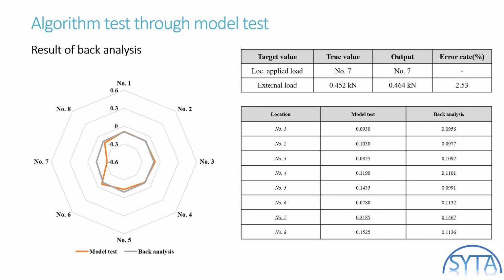Algorithm performance results are shown in this figure and table. In the model test, an external load of 0.452 kN was applied to the 7th hydraulic pressure, and an external load of 0.464 kN was applied to the 7th hydraulic pressure in the algorithm result. The location was accurately searched, and the external load was about 2.53% larger.